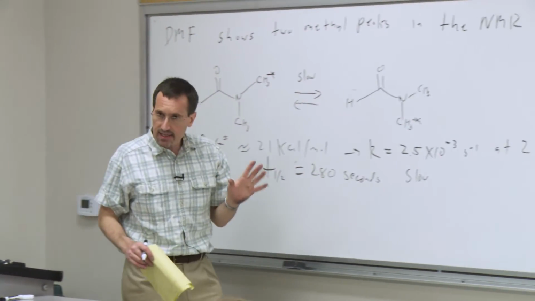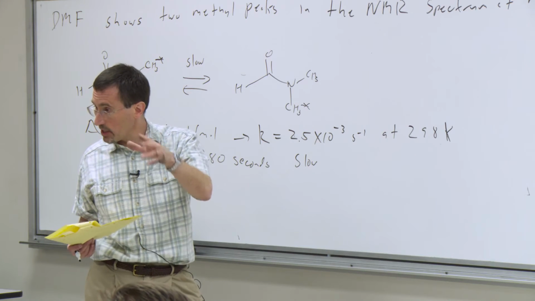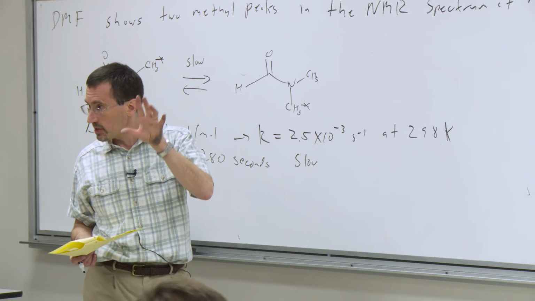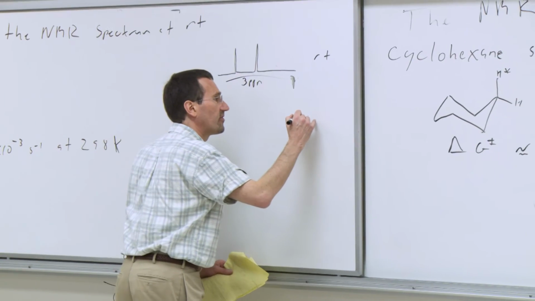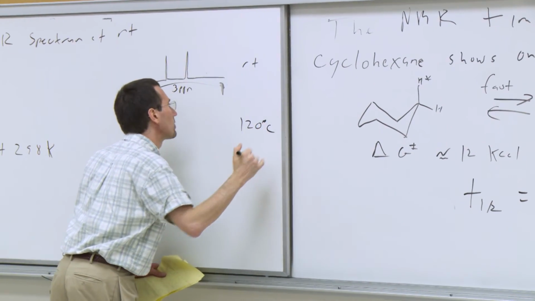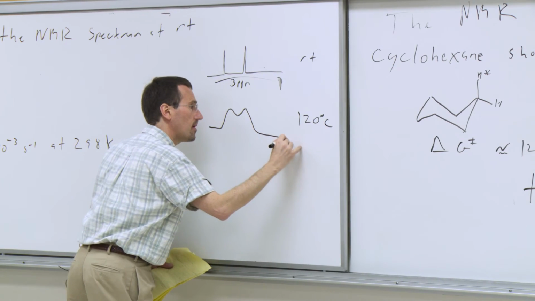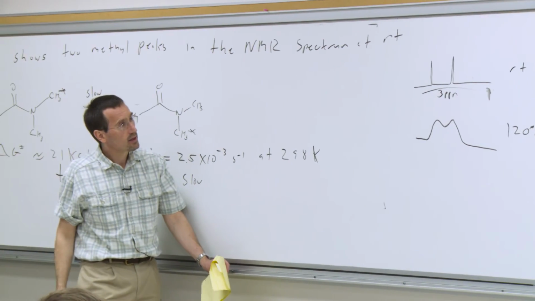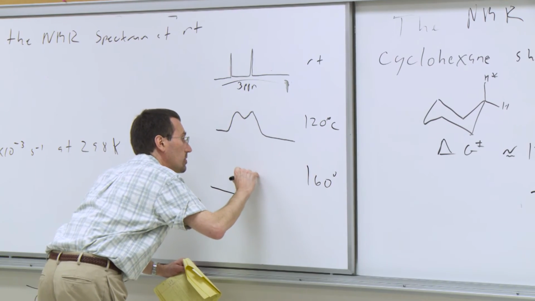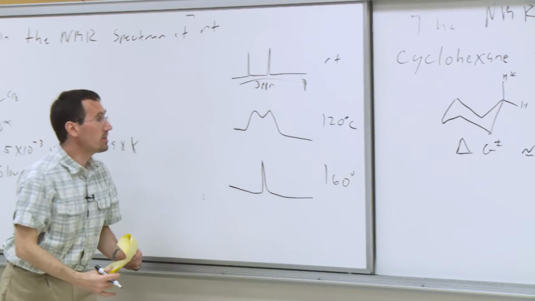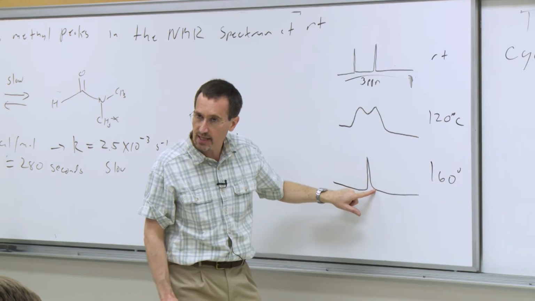So, one of the classic demonstrations of what's called dynamic NMR, how NMR spectra change with temperature, how groups interconvert or swap places, is heating up a sample of DMF. And if you heat it up to 120 degrees Celsius, the peaks start to broaden and become fat. And if you heat it up more to 160 degrees Celsius, you see a single peak. In other words, we go from the DMF situation to the cyclohexane situation.